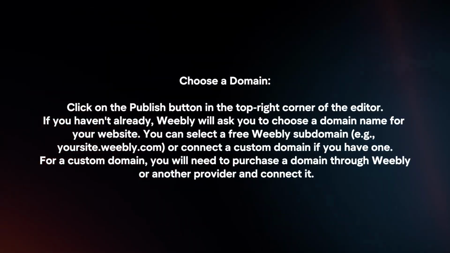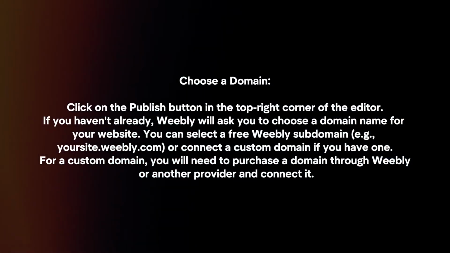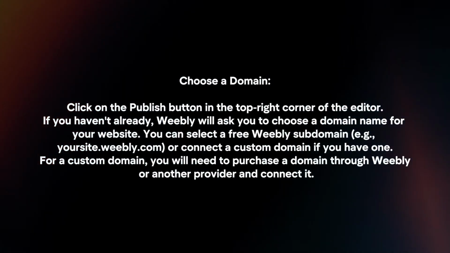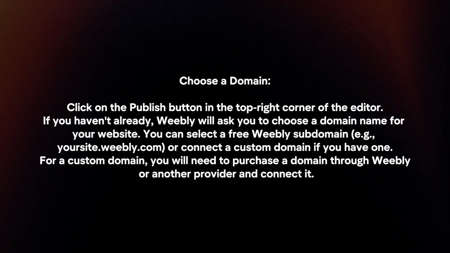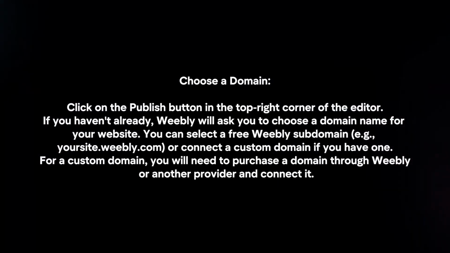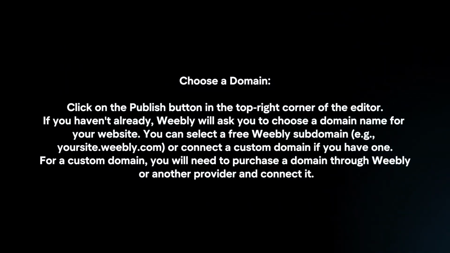Choose a domain. Click on the Publish button in the top right corner of the editor. If you haven't already, Weebly will ask you to choose a domain name for your website. You can select a free Weebly subdomain or connect a custom domain if you have one. For a custom domain, you will need to purchase a domain through Weebly or another provider and connect it.